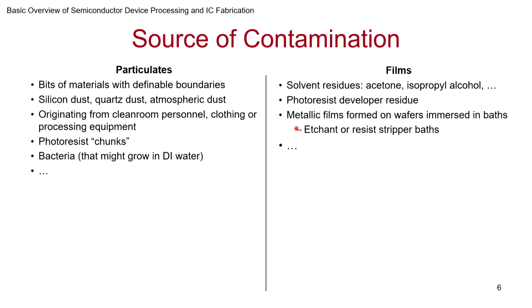Metallic films formed on wafers in baths, when previous wafers were cleaned, maybe some metal contamination was there and they may get settled and form a film. And etchant or resist stripper baths, those are sources of metallic contamination and other film contamination.